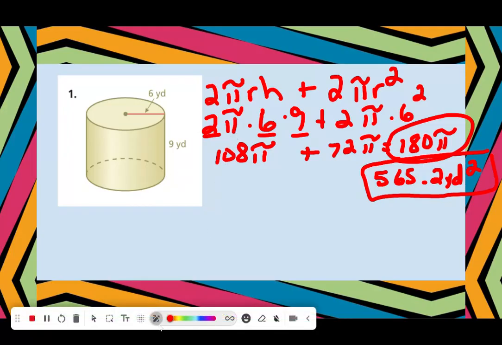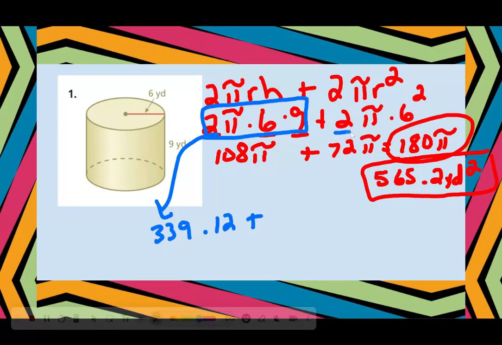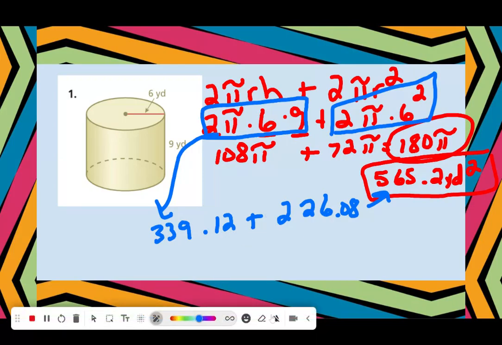Okay, once again, you can do this part here, 2 times 3.14 times 6 times 9. Okay, when I did that, I got 339.12, plus 2 times 3.14 times 36. I got 226.08. And then when I add those together, I got 565.2 yards squared. So either way you want to do it, you will get the same answer. Great job.